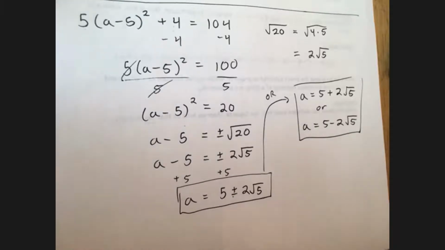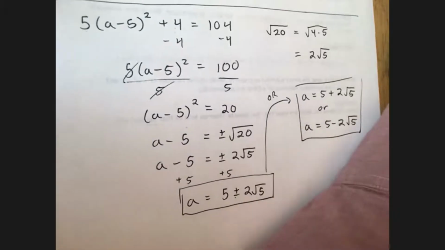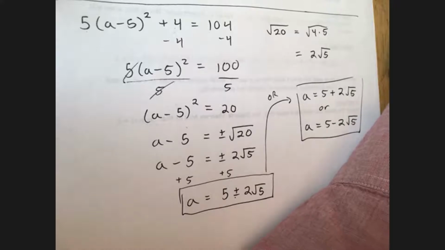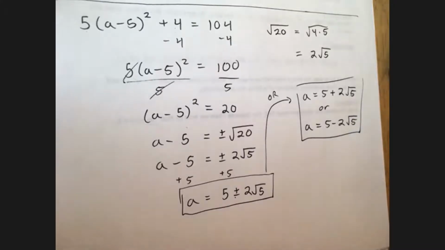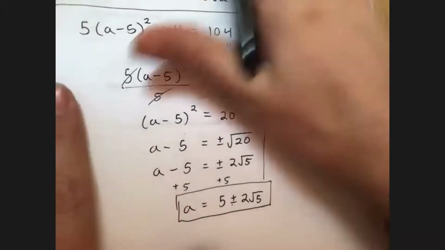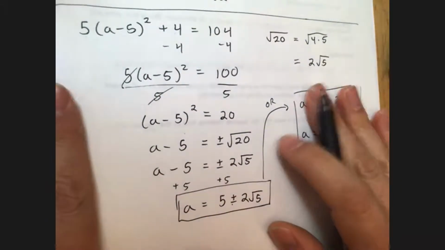Okay, that is the square root property. Let me take a quick look in the book and see if we have any application. No word problems yet. Okay, so we'll save that for later. Okay, so let's move along to section 9.2. We're going to use this stuff in section 9.2. That's why we did it here.